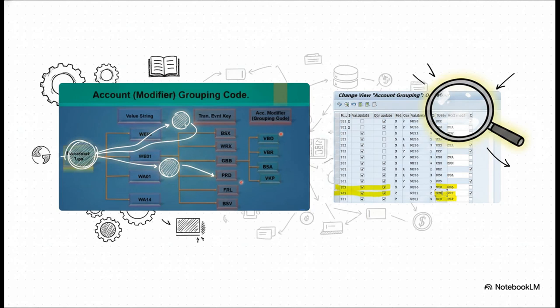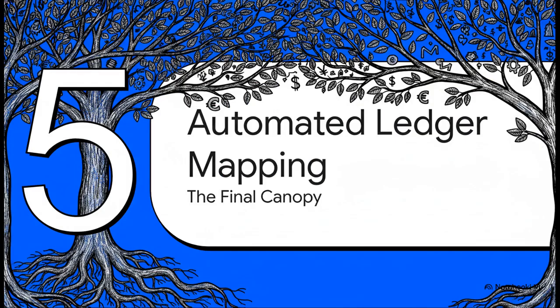You can actually trace this branching. Notice how the GBB event key branches into very specific modifiers like VBR, VBO, or BSA. You can easily verify this directly in the SAP account grouping table using the transaction code OMJJ. See how movement type 101 with the GBB event key splits into an account modifier like AUF? This brilliant little split allows the system to route costs to highly specific accounts based on exactly how that material was just consumed.